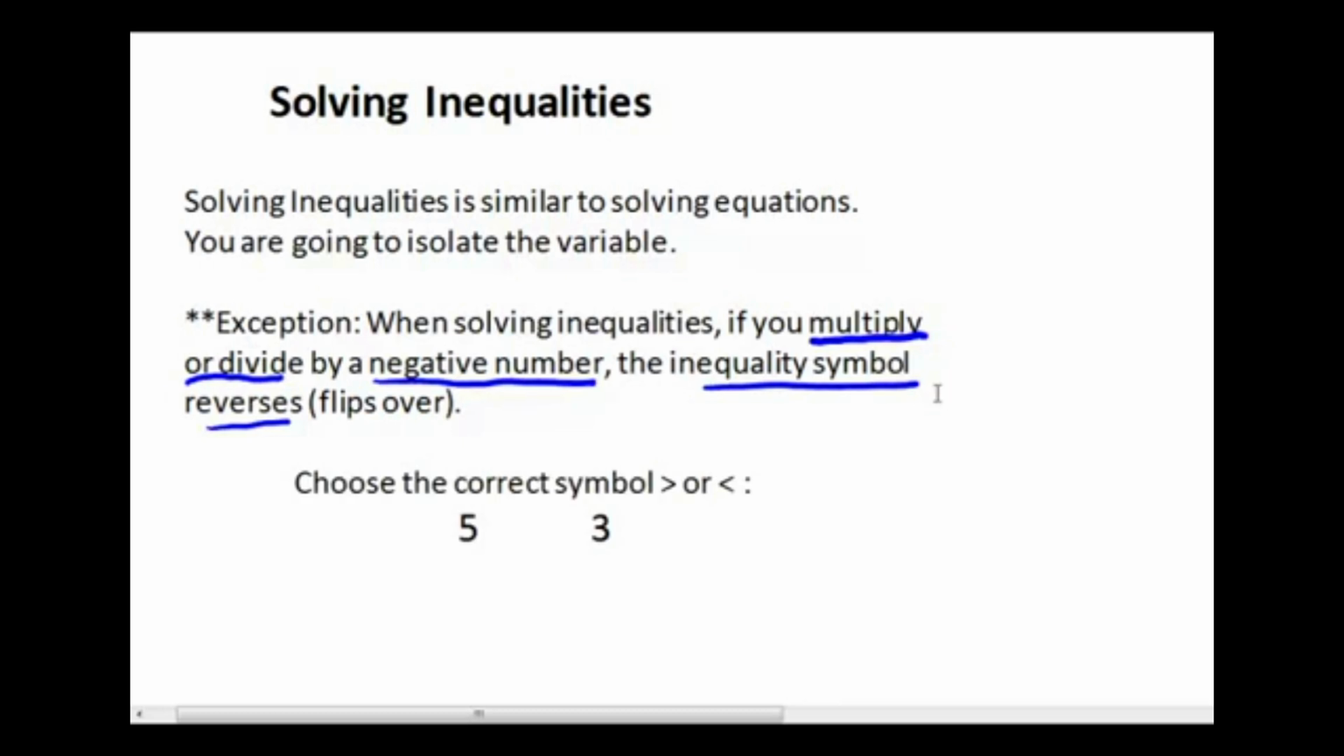Let's consider the following situation to look at this rule. If we're going to choose the correct symbol, greater than or less than, between 5 and 3, well, 5 is going to be larger, so we would choose the greater than symbol. Now, with these, we could do anything as long as we do it to both sides. We could add, subtract, multiply, or divide as long as we do it to both sides. So let's look at this division part, which is going to cause our symbol to flip. And we'll divide by a negative.